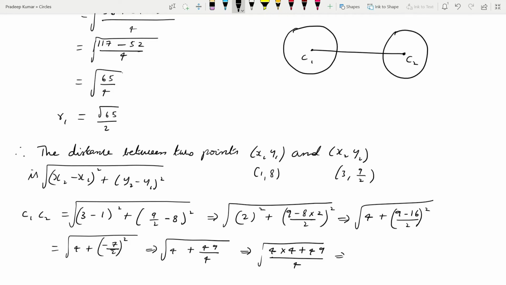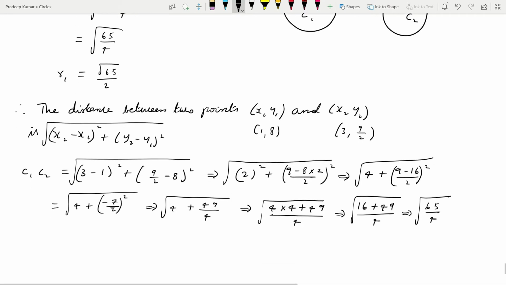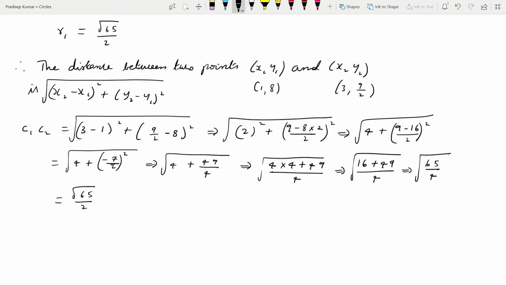Alright. So now this is 4 into 4, it was 16 plus 49 whole by 4. So 16 plus 49 will be getting this as 65 by 4. Okay, so root of 65 by 4, the root of 4 we will be getting as 2, so I can write this as root 65 by 2. So the distance between both of the circles, we are getting it as root 65 by 2. So we have found the distance between the two centers of the circle.